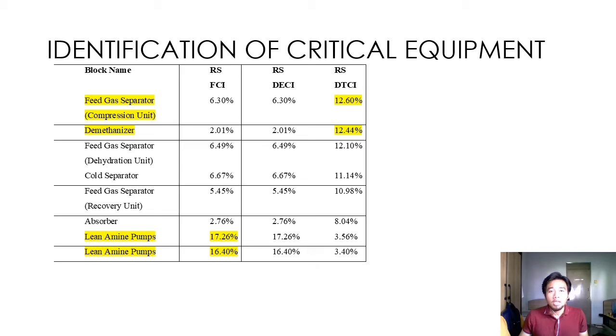As you can see, the highest value for downtime critical index was found in the feed gas separator unit and the mechanizer unit with 12.6 and 12.44% of failure. Two components of lean amine pumps have a value of 12.27% and 16.4% of failure critical index. All these components will be major factors for the whole processing unit of the plant to operate, and any failure or downtime in these components will result in the large scale of cost in operation and business.